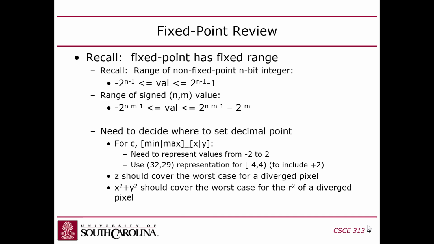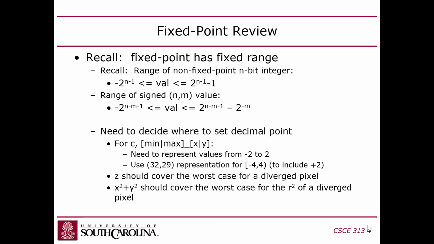For regular integers, the range, if it's signed, is -2 to the n minus 1, where n is the number of bits. So -2 to the n minus 1 up to 2 to the n minus 1 minus 1. So if it's a 4-bit number, it would be -2 to the third, so -8 to +7, right?